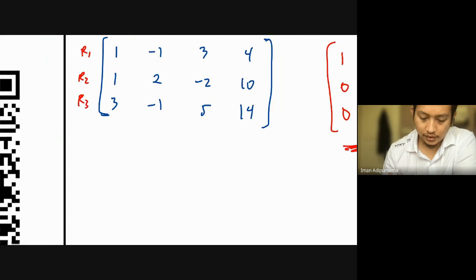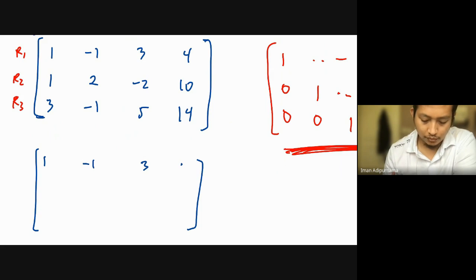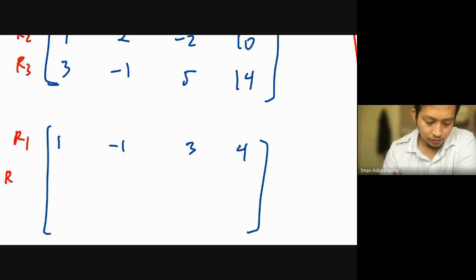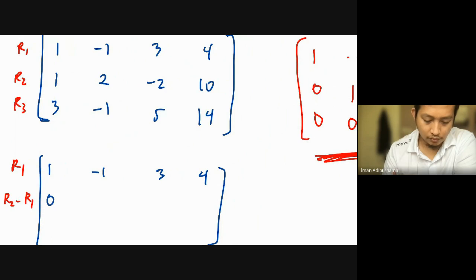Let's just write the first one, still the same R1, because I'm going to make the second one have 0. This is R1. The second one is R2 minus R1. So 1 minus 1 is 0. 2 minus minus 1 is 3. And minus 2 minus 3 is minus 5. And minus 4 is 6. This is my second row.